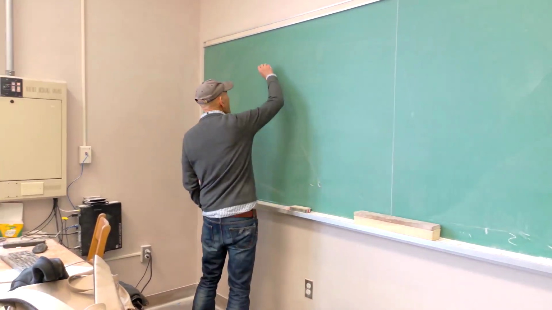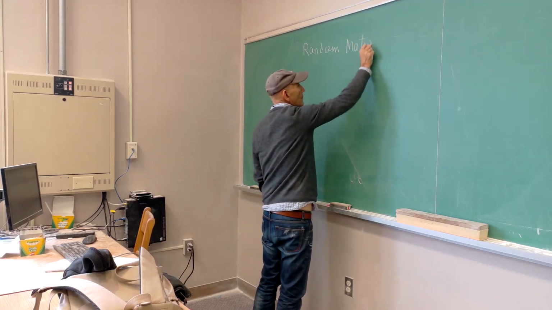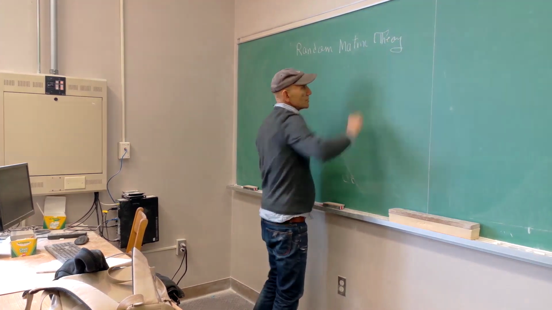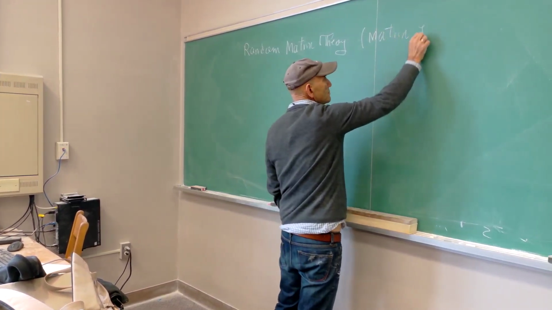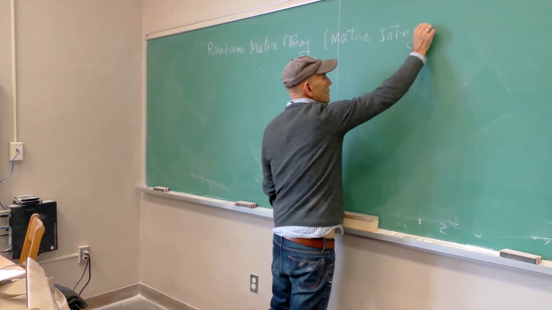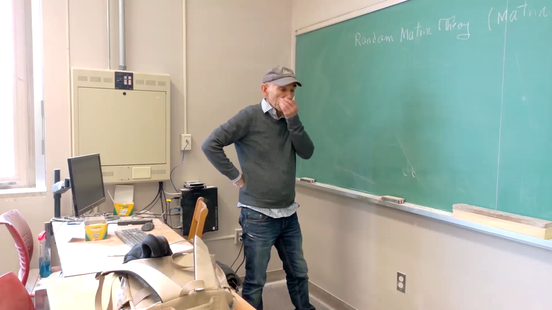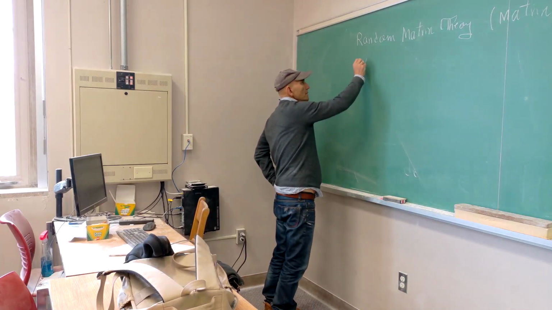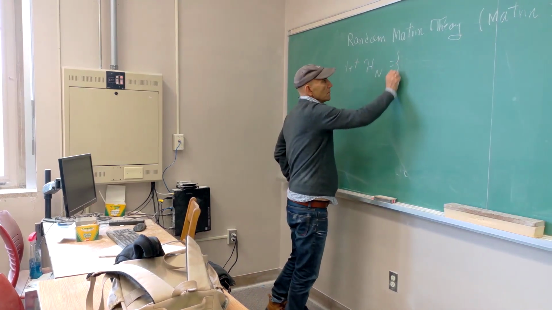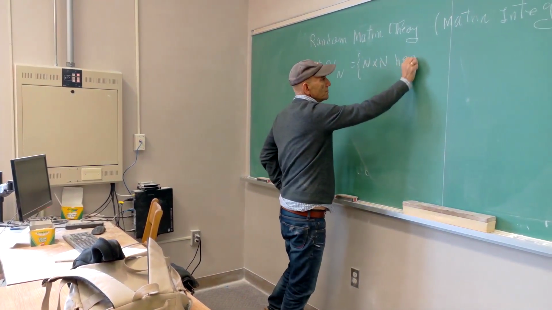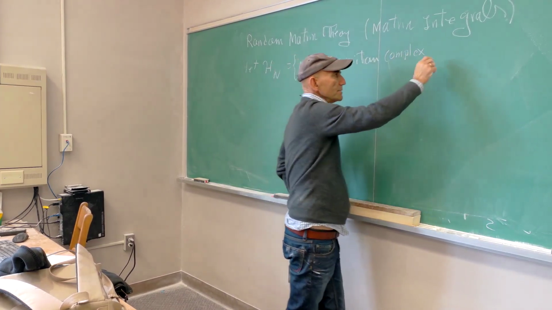Okay, so this is now the first steps in random matrix theory. It also goes by the name of matrix integrals. They're more or less the same things. So what we want to do, let me introduce a space. Let Hn be the space of n by n Hermitian matrices. Of course, complex matrices.